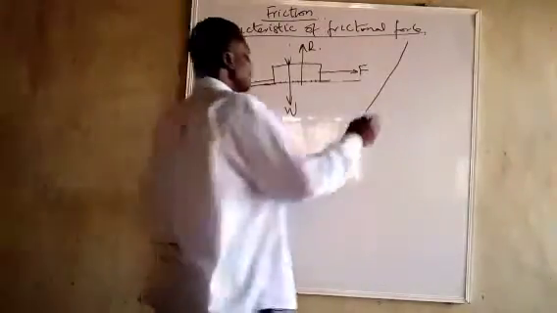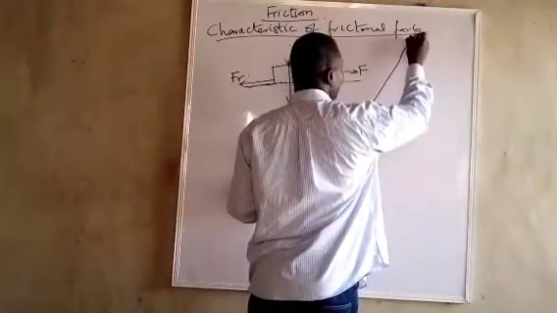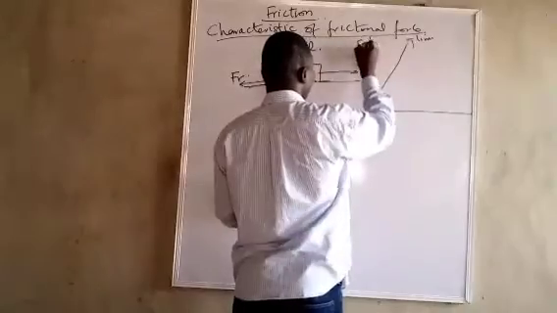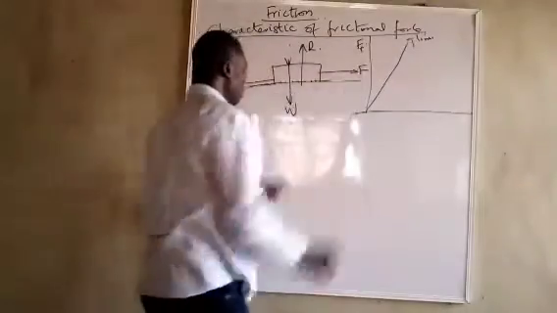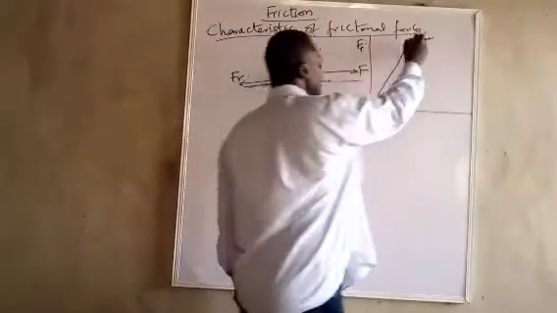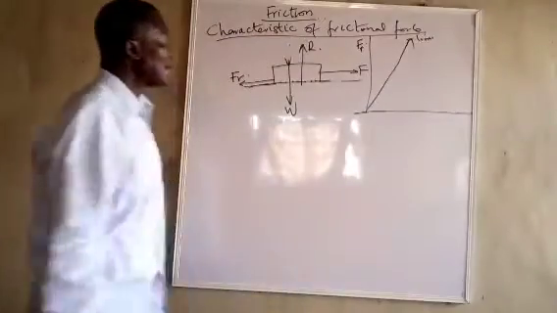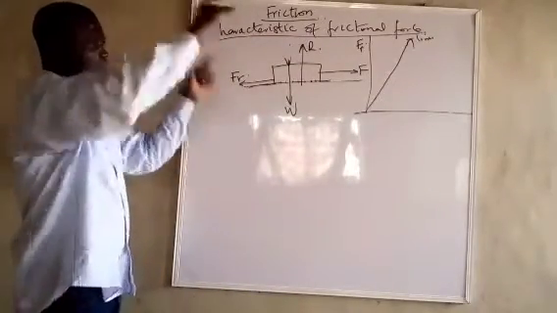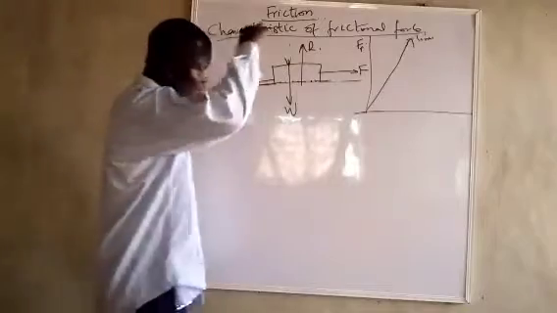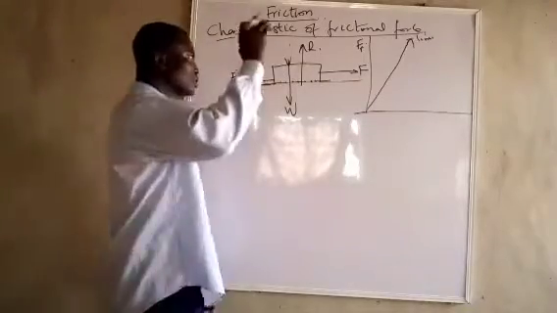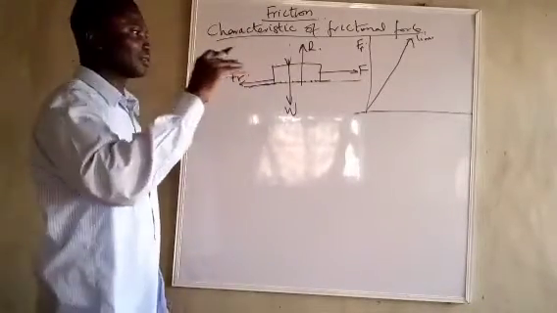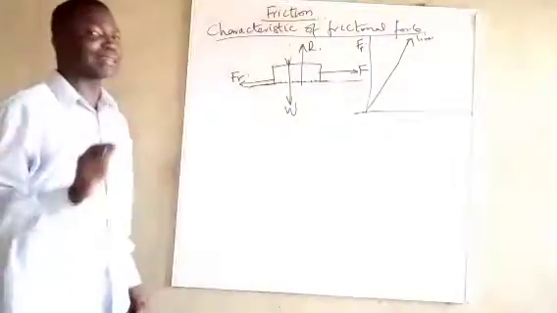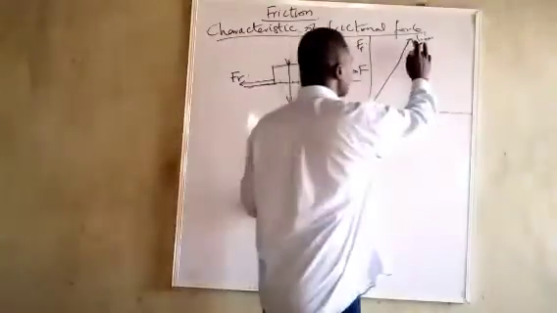And the highest value is referred to as the limiting value. Let's call this one force, and we refer to this as FR because FR is equal to F. So we have the limiting value. After it has broken that mountain, that peak, any little force, again, it starts moving. But what we realize is that as it moves, the frictional force reduces.